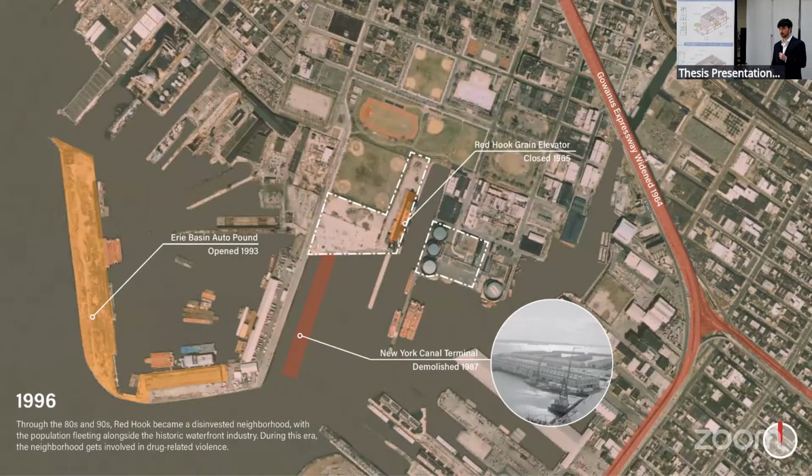By the late 20th century, much of that port industry in the neighborhood had essentially left, and the grain terminal had been abandoned by the mid-60s. There was also a canal terminal on the site, and that was demolished in the 1980s. You could see that during this time, large port space became auto pounds, and lots of the industrial space on the waterfront became abandoned parking lots as well as just roped off space.